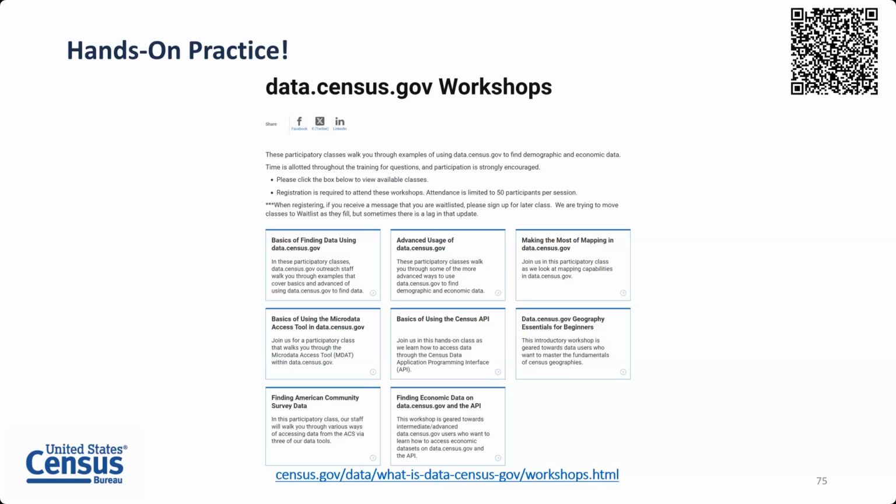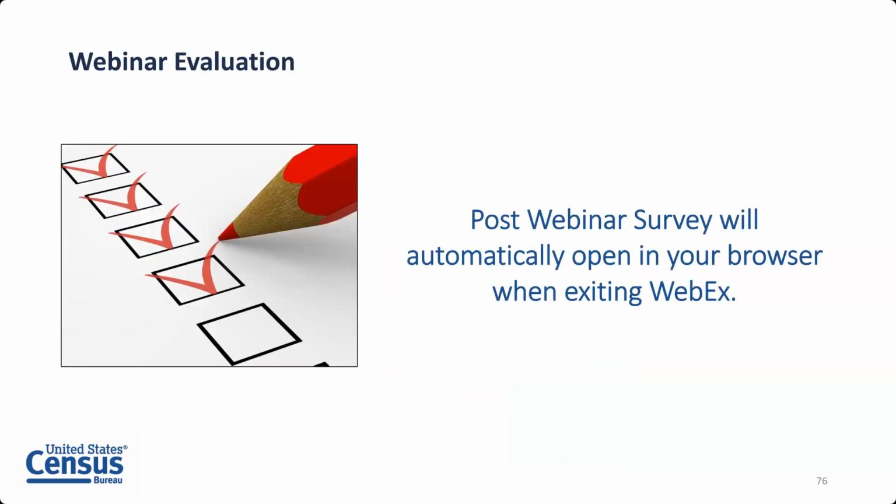We do have one on basic and advanced data.census.gov. We have one on making the most of mapping. We have a geography one that we've introduced pretty recently. And then this month, we also have brand new workshop offerings on finding American Community Survey and finding economic data in data.census.gov, the microdata access tool, and the API. So we hope to see you at one of the workshops.